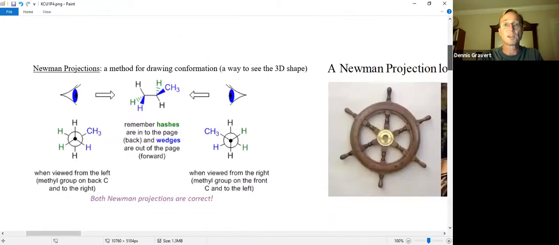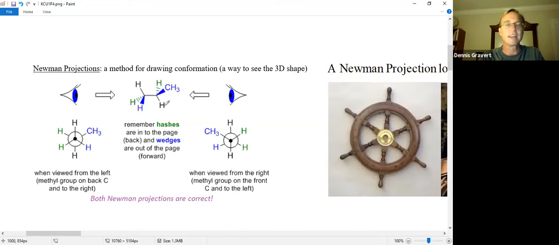Okay, so if we're thinking about shapes, we have to be thinking 3-dimensionally. So we need a new tool for how we can analyze shapes, how we can do conformational analysis. A very good and useful tool is something called Newman projections. Okay, so what's a Newman projection?